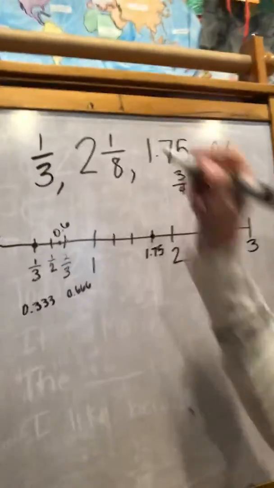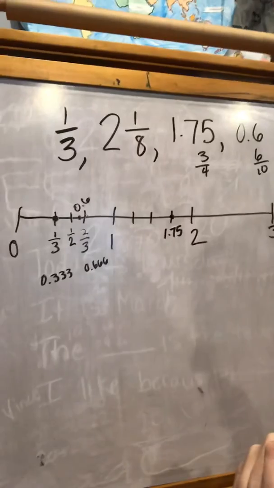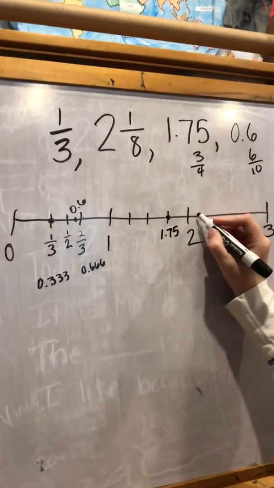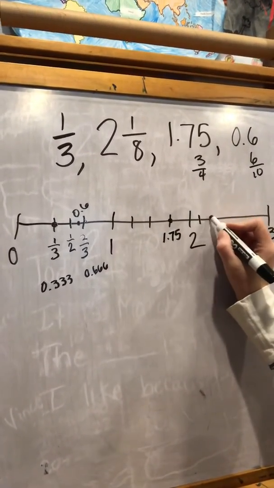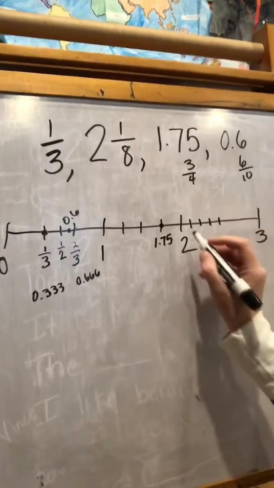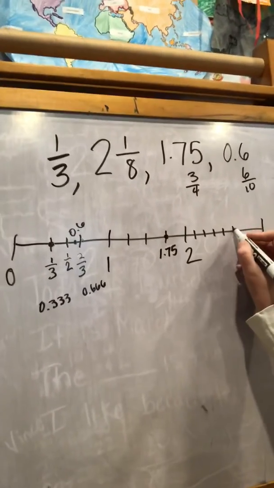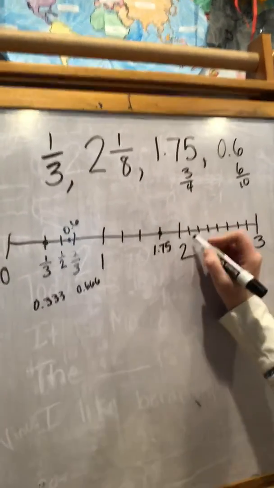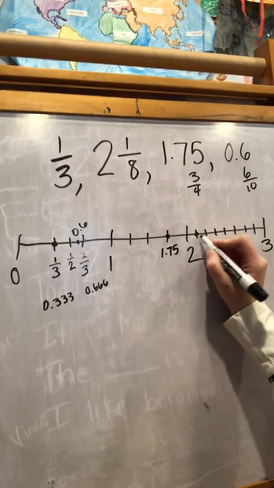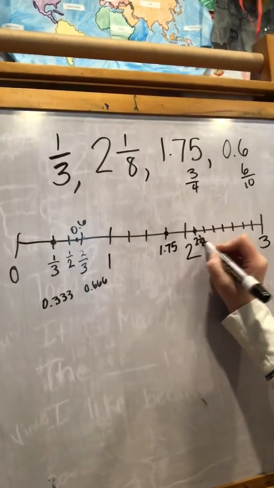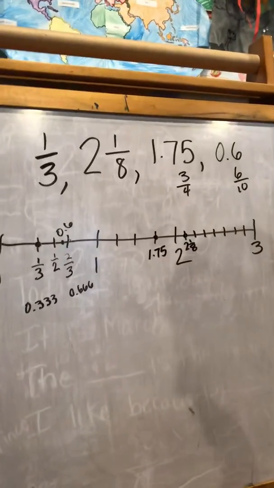And then finally for 2 1/8, again, I'm looking at a number greater than 2. I'm going to go ahead and break up between 2 and 3 into eighths. And I know that right here would be my 2 1/8 mark.